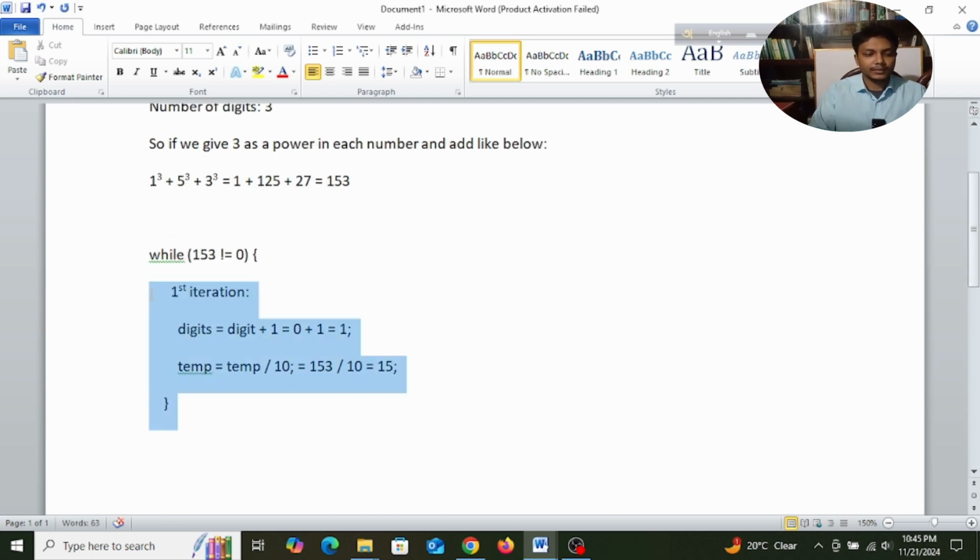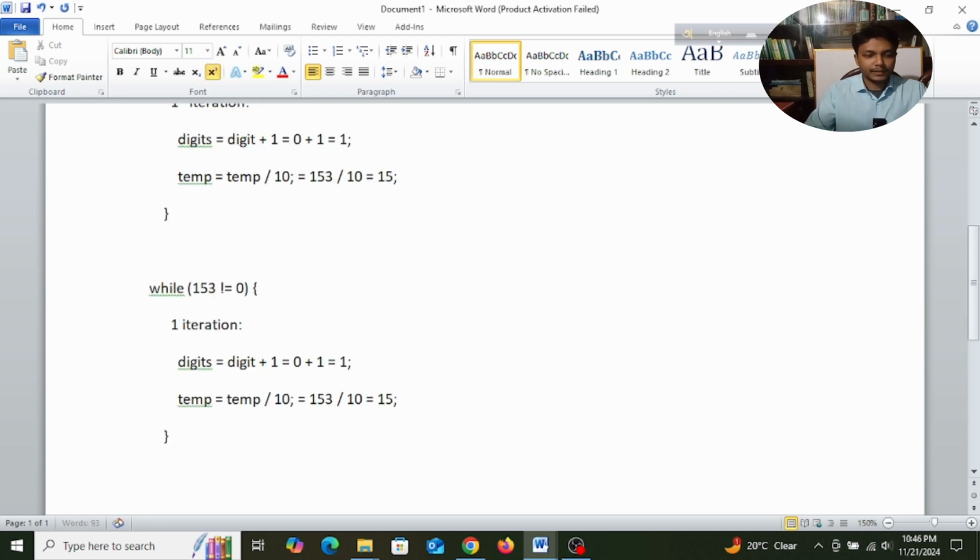In the second iteration, here we'll get 15, right? Previous digit was 1, so now 1 plus 1 equals 2. Temp here is 15, so 15 divided by 10, the result would be 1, and we will have 5 as the rest. We're not considering the 5.